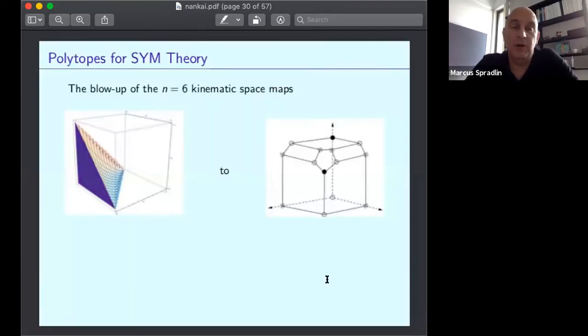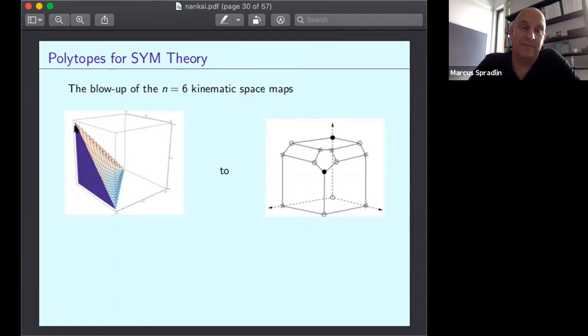Okay, now if we go back to 6 points, if you do an appropriately analogous exercise for the 6-point kinematic space, it maps this into a well-known surface called the K5 associahedron. I'm cheating a little bit here because to go from the left to the right, you're also going to a double cover of the space. But let me skip that detail.